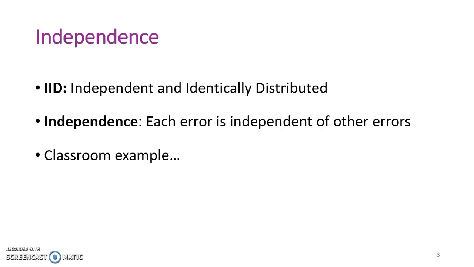Independence means that error is independent of the other errors in the sample. An example of lack of independence would be when we have scores grouped into higher order groups that might influence the similarity of scores to one another. Let's take a look at an example of this.